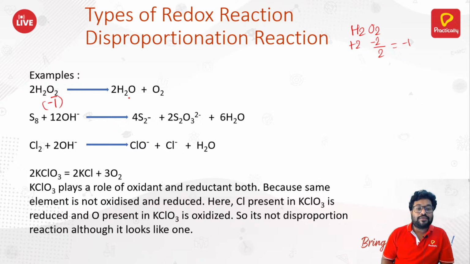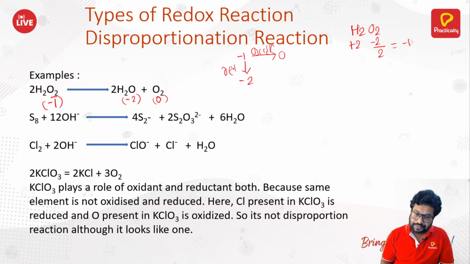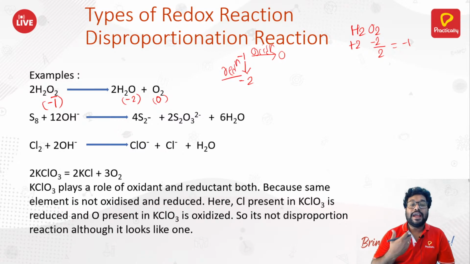From there, it went to -2. That means it has got reduced. And from -1, it also went to 0. So oxygen has gone from -1 to 0, where it has got oxidized. And it also went from -1 to -2, where it has got reduced. That means your oxygen has undergone a disproportionation reaction here.